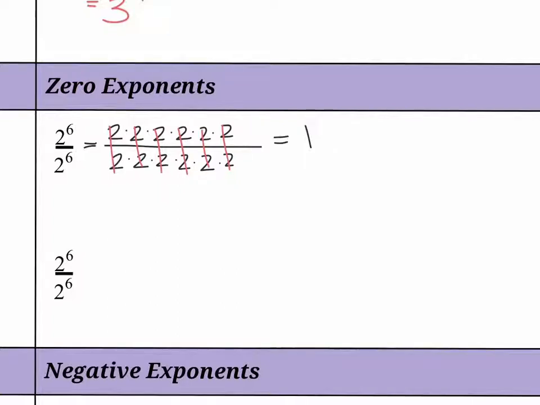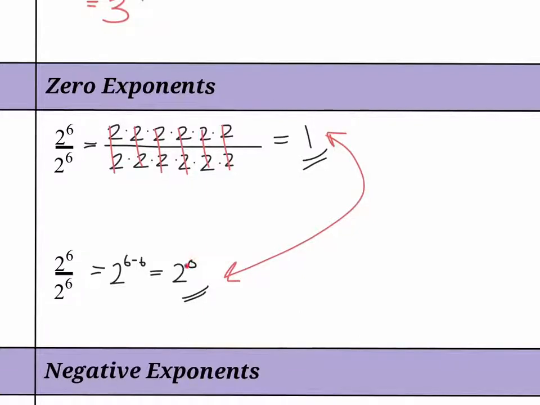Well, another way we could simplify this is using the quotient rule. We know if we've got the same base with division, we can just subtract those exponents. So this is just going to be 2 to the power of 6 minus 6, which is 2 to the power of 0. So both of these things have to be accurate. This thing has to equal 2 to the power of 0, and it also has to equal 1, which means that these two are the same thing.